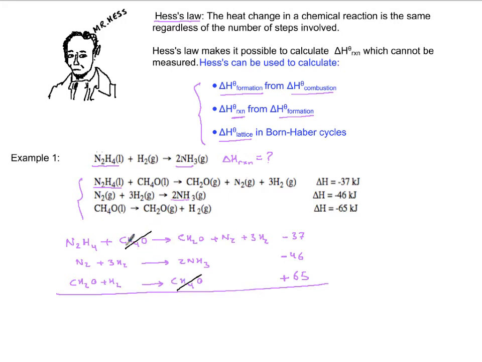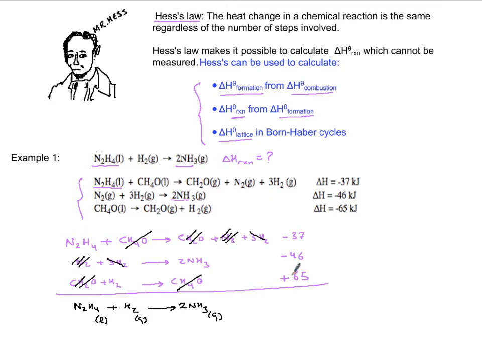Now let's just add it and see if we get the overall reaction. CH4Os get cancelled. What's on the left and right, you can cancel them out. CH2Os go away. Nitrogen with nitrogen will cancel out. You have 3 hydrogen here and 3 hydrogen here. That goes away. Your final equation is left with N2H4 plus 1 hydrogen, giving you 2 ammonia. Exactly what you want. The states of matter are also exactly the same. They are all gases except N2H4.